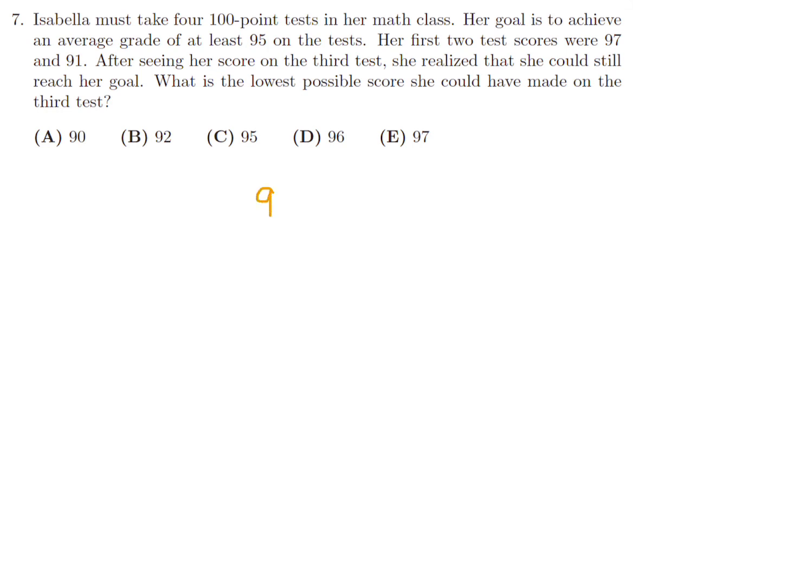Well, we've got 97 plus 91 plus the score on her third test. And the lowest possible score on the third test means the highest possible score on the fourth test, which is 100, because it's a 100-point test. 100 is the highest you can get. And then, of course, we want an average, so divide by 4. And this has to be 95. That's what she wants as her goal.